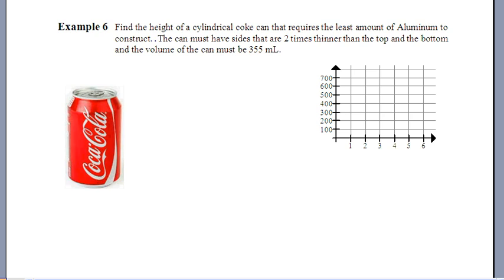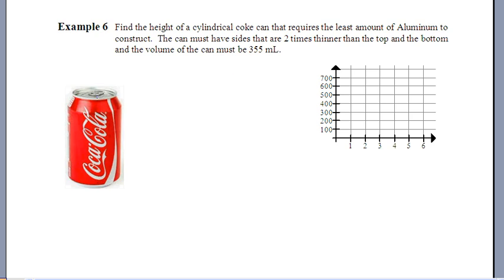So it says, go ahead and find the height of a cylindrical Coke can that requires the least amount of aluminum. Kind of think of it as a surface area thing. Least amount of aluminum to construct. The can must have sides that are 2 times thinner than the top or the bottom. So that's true for cans. The sides are quite flimsy, but the top and bottom are a little thicker. And the volume must be 355. Got to hold that amount of pop in there.